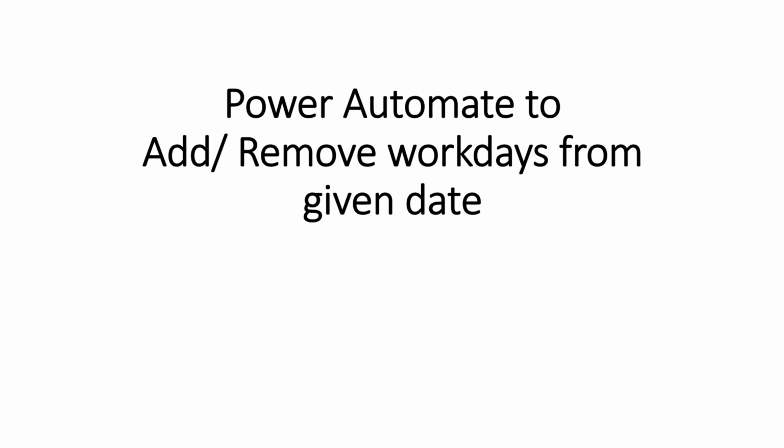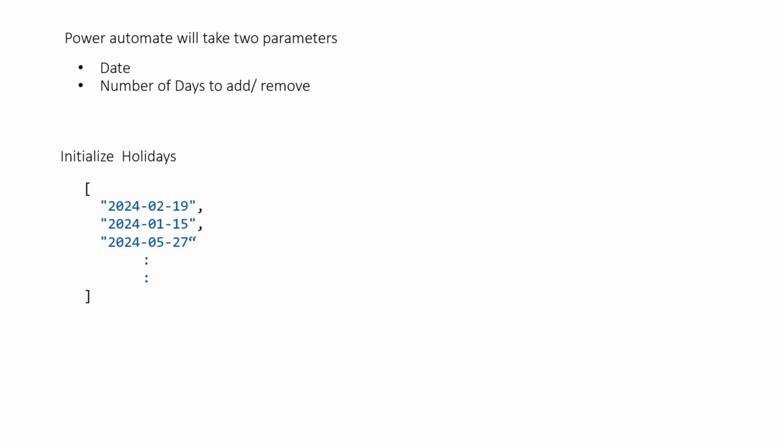Let's start. First, I'm going to explain the logic, how I'm going to build this Power Automate flow, and then I'll create it in my own environment. The flow is going to take two parameters: date, which is a given date to which I want to add or remove days, and the second parameter would be the actual number of days to be added or removed. I'll use positive days to add a number of days, and I'll use a negative number to remove a number of days.